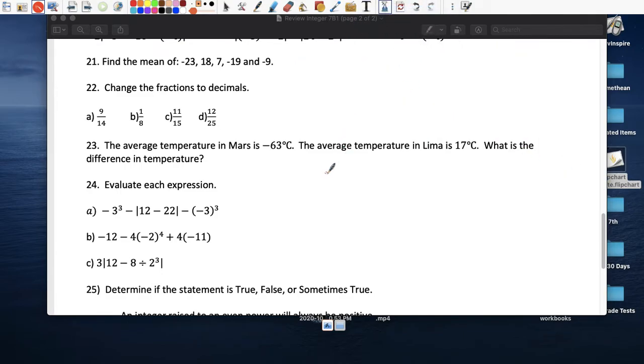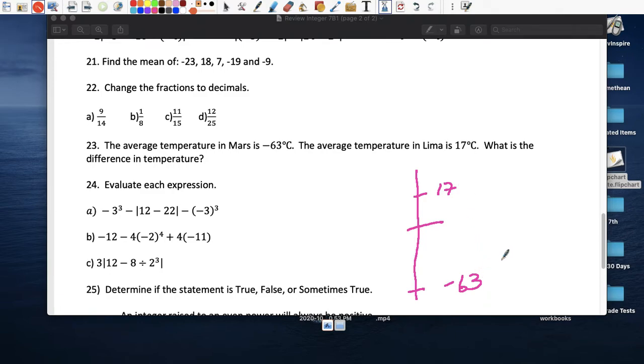The average temperature on Mars is negative 63. The average temperature in Lima, Peru is 17. What is the difference in temperature? So think of a thermometer. On Mars, you are very cold, negative 63. And in Lima, Peru, it's 17 degrees. So again, what's the difference here?